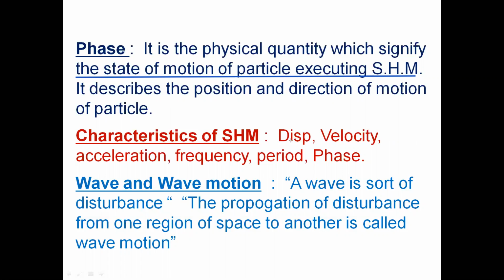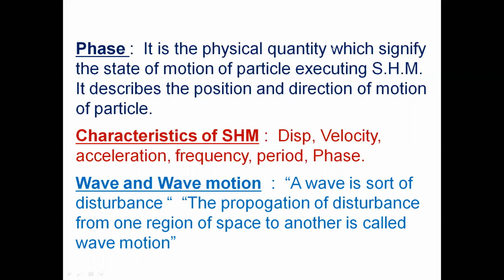Characteristics of SHM: they will ask you what are the different characteristics of SHM. 1 displacement, 2 velocity, 3 acceleration, 4 frequency, period, and there are 6 things that you can understand. Okay students, so this is what the characteristics of SHM are. So far we have seen what SHM is and the characteristics of SHM.